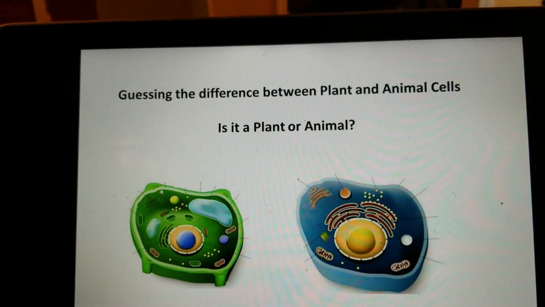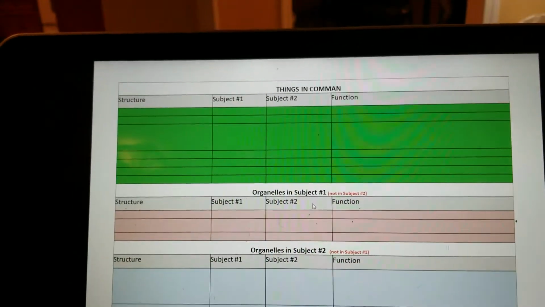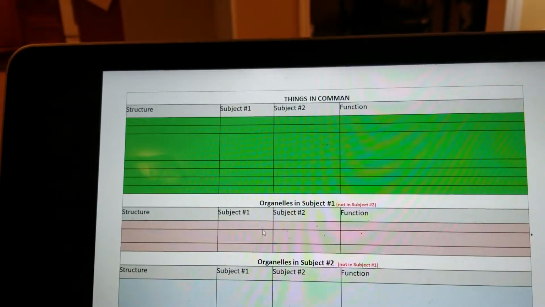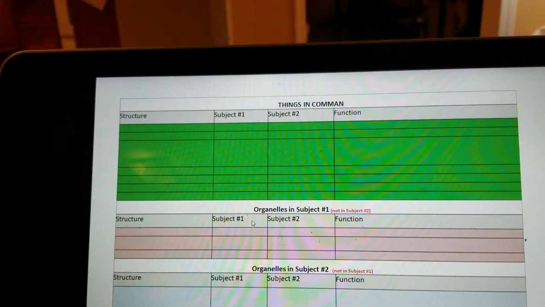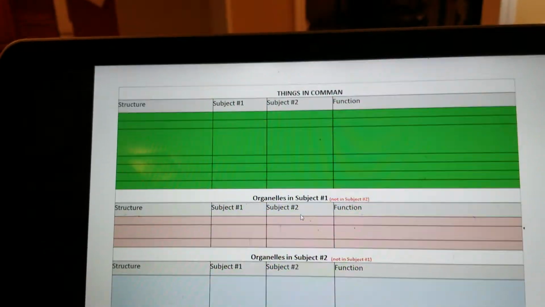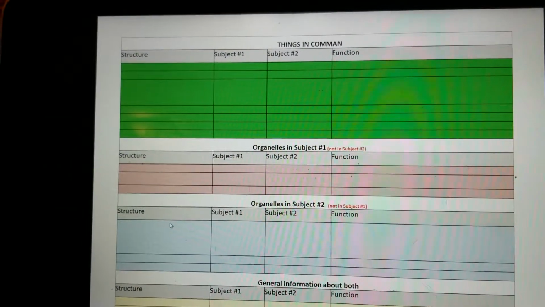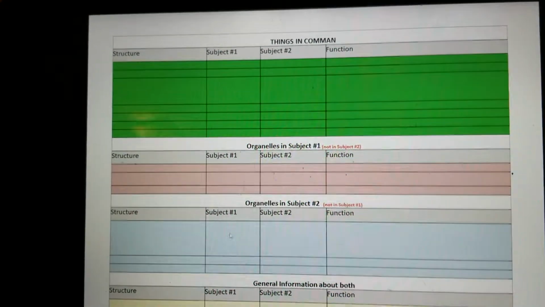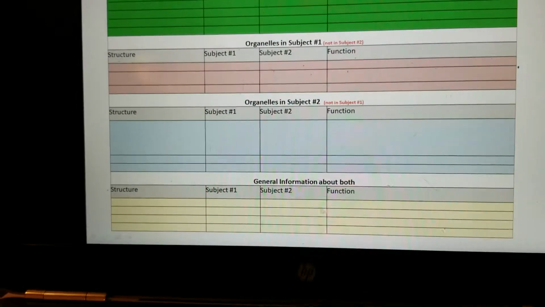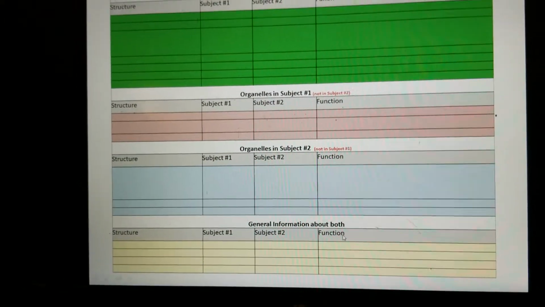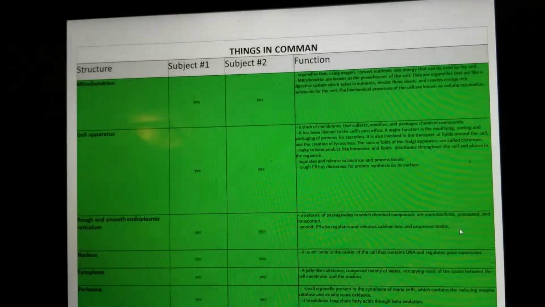What I'm going to do is tell you about some common things between plants and animals. Then I'm going to list some organelles about subject number one that are not in subject number two. Then I'm going to list some organelles that are in subject number two, but not in subject number one. And then I'm going to give you some general information about both of them. So let's get started, and then you can guess.